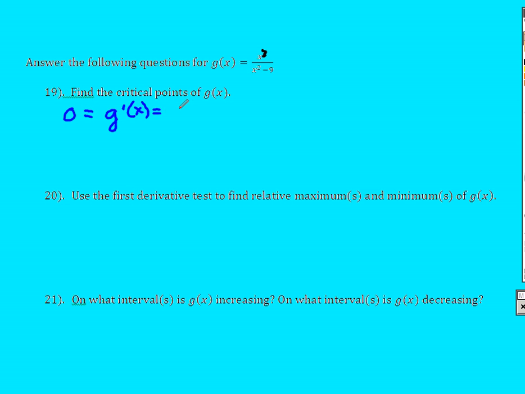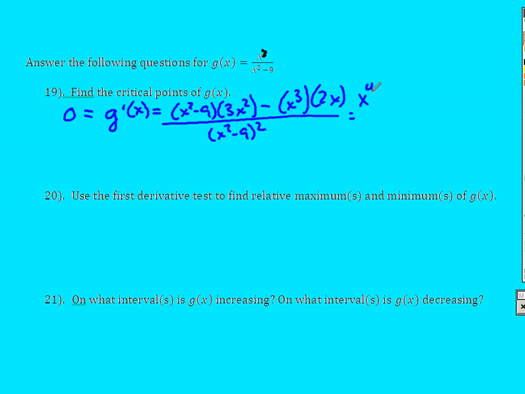To do this, I'm going to do low d high. So low, x squared minus 9, d high, 3x squared, minus high, d low, all over low squared, which is x squared minus 9 squared. I'm going to expand it, then reduce it. I end up getting, on the top, x to the 4th minus 27x squared, all over x squared minus 9, the quantity squared. Now, I can pull out an x squared up top, so I'll have x squared times the quantity x squared minus 27, all over x squared minus 9, the quantity squared.